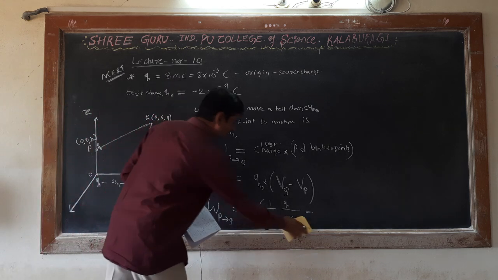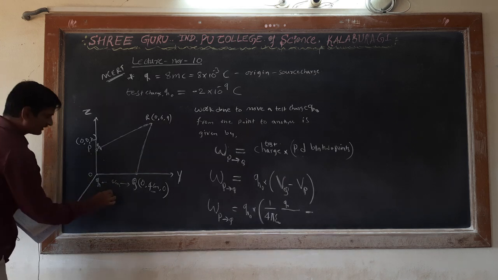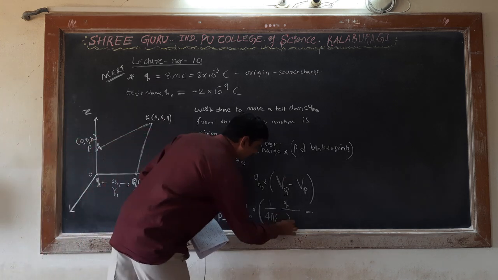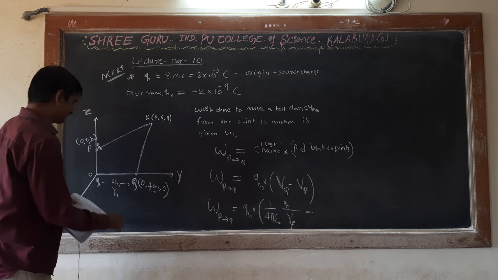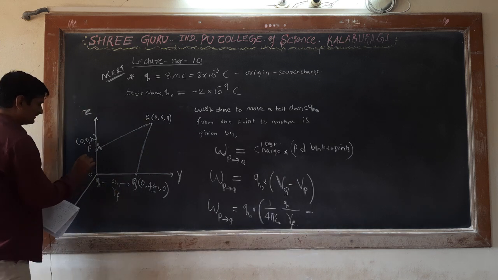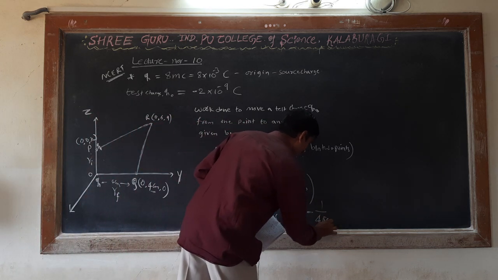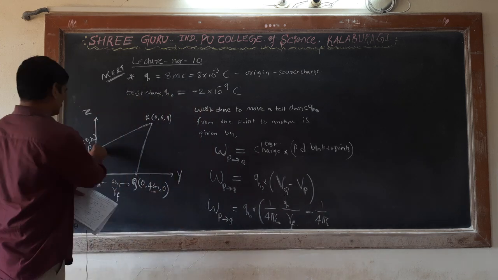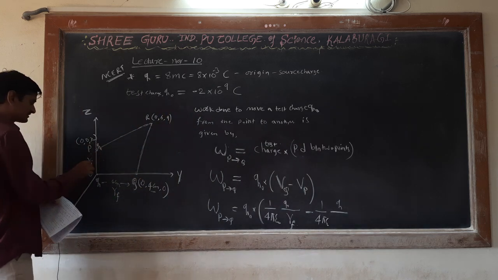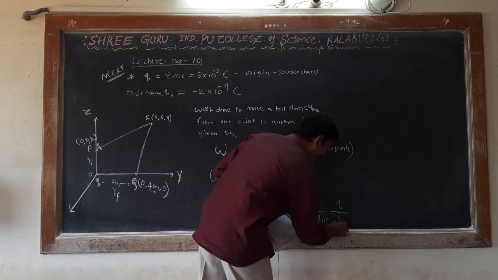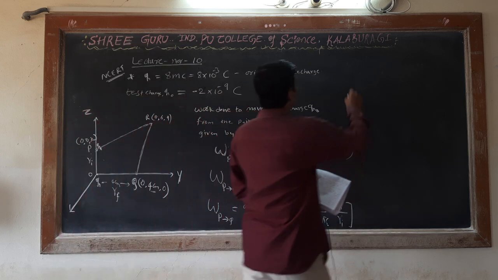Otherwise I will write it as R1, this is distance on the y-axis, that is the final distance RF, and this is RI. So RF, minus 1 by 4 pi epsilon naught q divided by this distance RI, that is the potential at the point P.